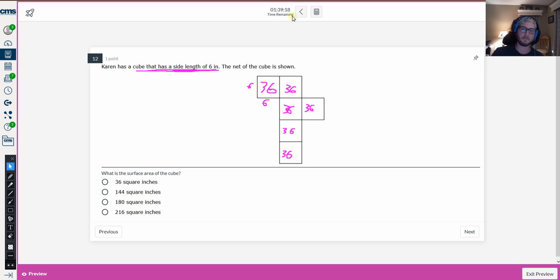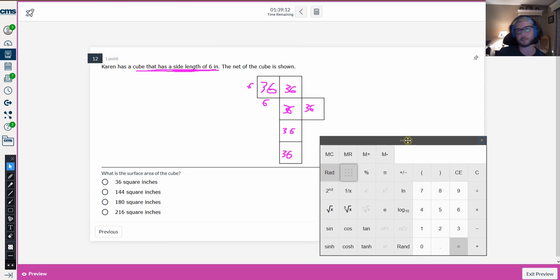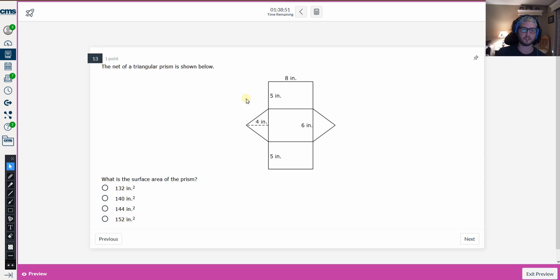So from here, all you have to do is combine all of the areas, which would be 36 plus 36 plus 36 plus 36 plus 36, 6 times. Or you could take a shortcut and just do 36 times 6. So 36 times 6, and we get 216 as our answer for number 12. Let's go ahead and move on to number 13, which is our triangular prism.